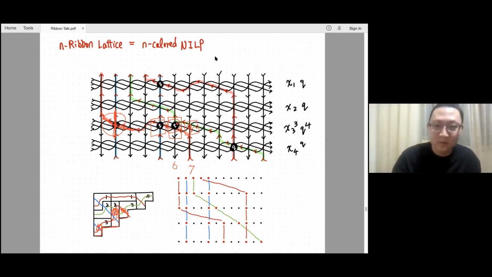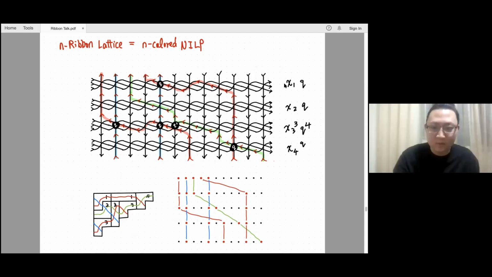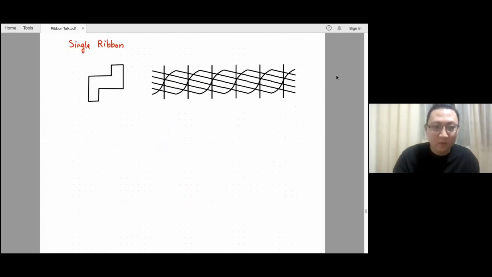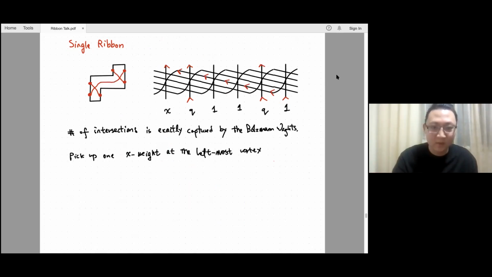All right, so I'm almost done here, I believe. Let me move on to some other stuff. Okay, so here's a more concrete example of what happened for just one single ribbon. You put the arrows like this, and then you complete the lattice and you get the path.